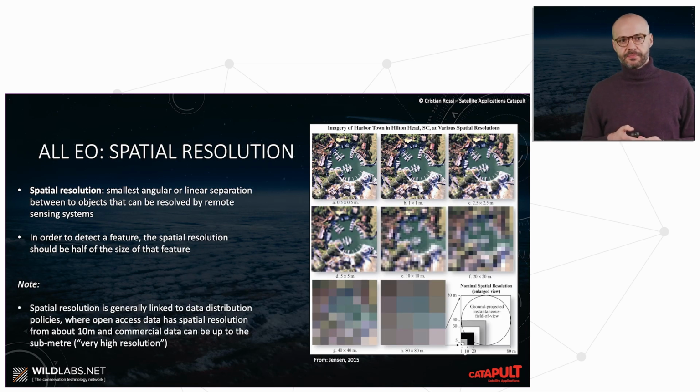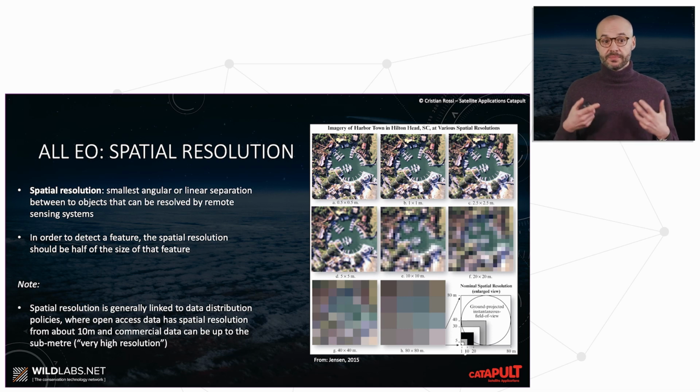Another resolution is the spatial resolution. The spatial resolution is the smallest angular or linear separation between objects that can be resolved. We can see an example in this figure, where we have different resolutions of an image over an arbor in the United States. So we see that, for example, just looking at the bottom, we have a resolution of 80 by 80 meters, then we move to 40 by 40, and so on. If you look at the 80 by 80, we can say that that's an arbor, as well as the 40 by 40 or 20 by 20.